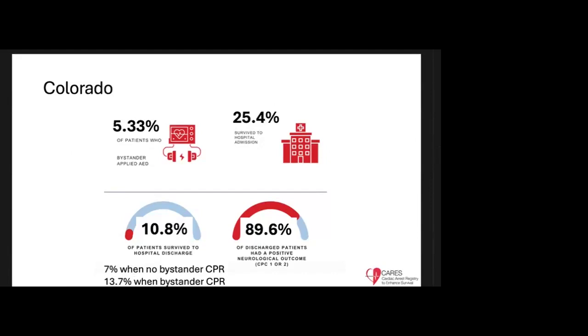And then finally, compared to the 79.6% nationally, we actually had 89.6, almost 90% of patients who made it to discharge did so with a good neurological outcome. That's 384 people. So that's 384 people who walked out of the hospital in 2023 and are able to function independently because of what EMS providers are doing. And that's pretty awesome. That's a lot of people.